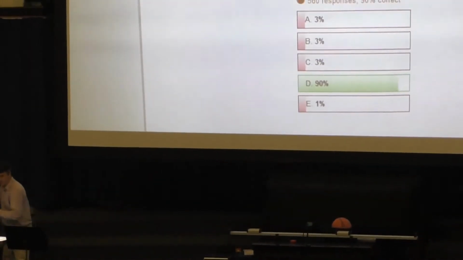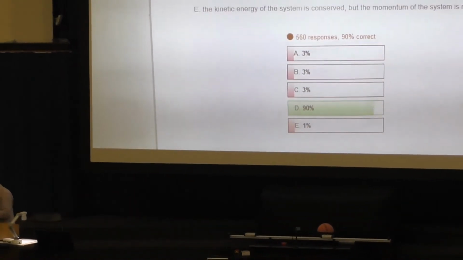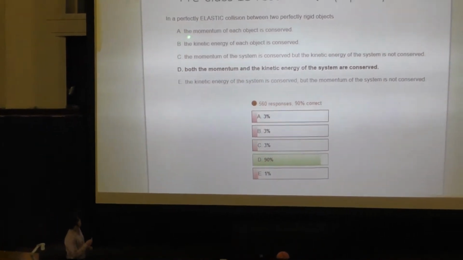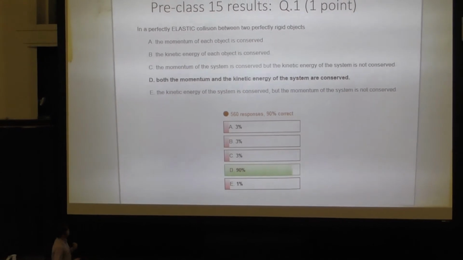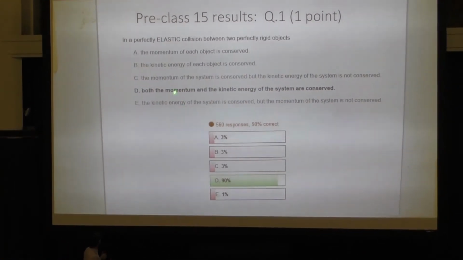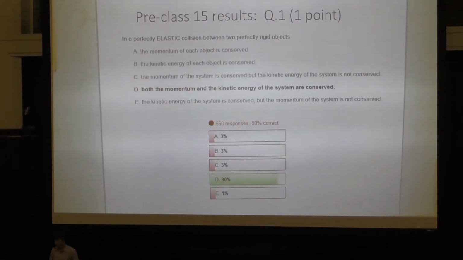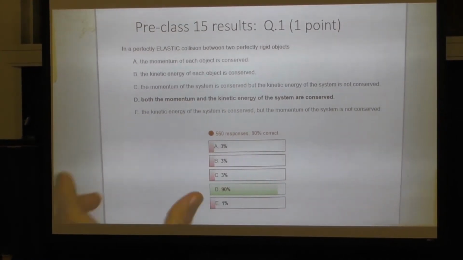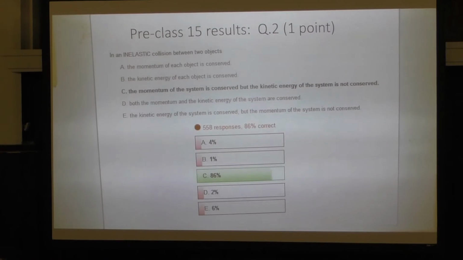A couple more things. I thought I might actually show some of the results from this morning's pre-class quiz, just so you kind of have it. In a perfectly elastic collision between two perfectly rigid objects, the momentum and the kinetic energy are conserved. That's what elastic means. And if it's perfectly inelastic, it looks like this.